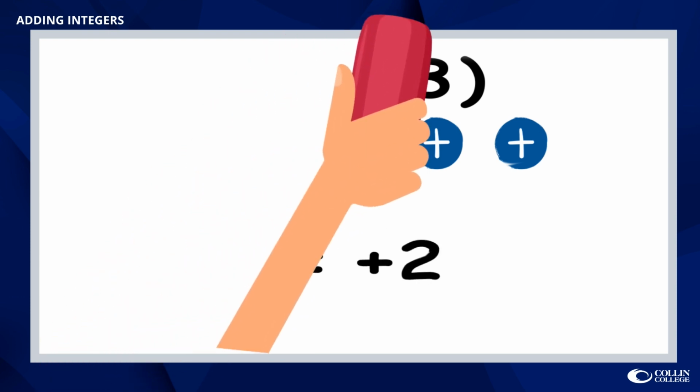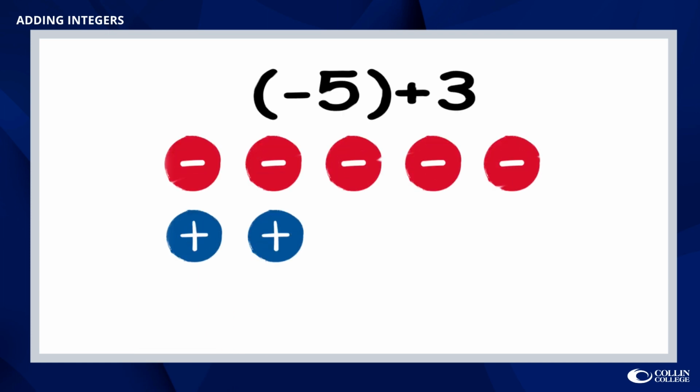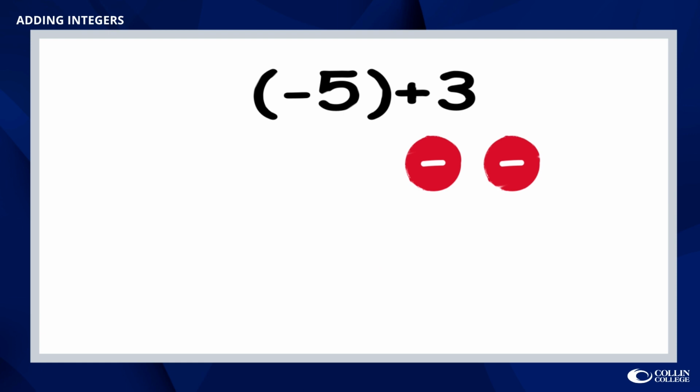Let's try one more like that. So if we have 5 negatives, and I add 3 positives to it, a similar thing happens here. We have 3 neutral pairs, right there, there, and there. So what do we have remaining? Well, we have 2 red circles, or 2 negatives. So -5 plus 3 is equal to -2.